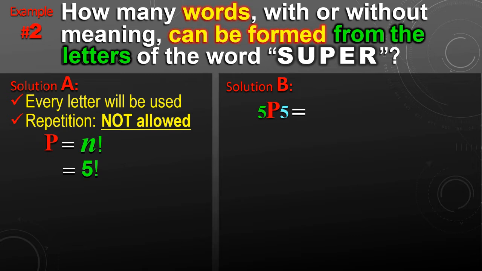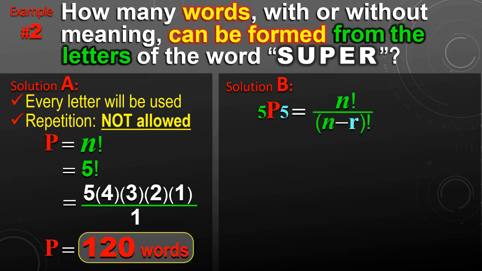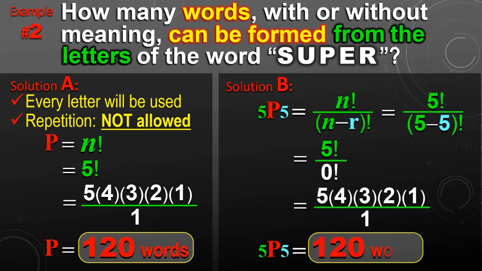Linear permutation is equal to n factorial. Our n is 5 and 5 factorial is equal to 120 words. Now for solution B, we can also use permutation of n taken r. Our n is 5 and our r is also 5. So 5 minus 5, that is 0 factorial. 0 factorial is equal to 1. So 5 factorial now will be 120.